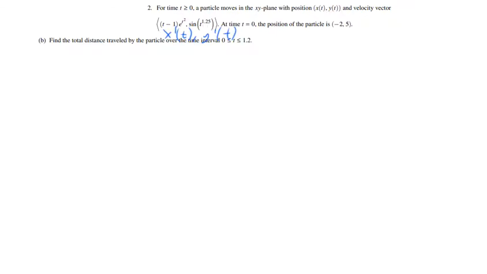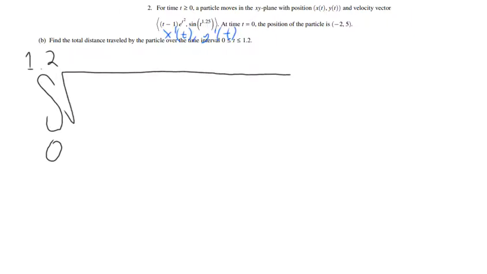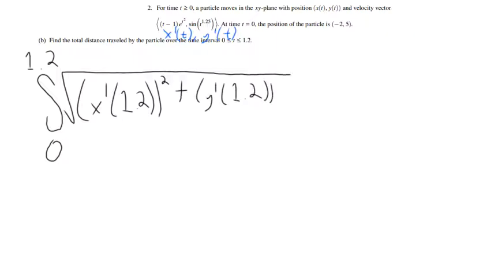Okay, so for part B, we have to find the total distance traveled by the particle over the time interval from 0 to 1.2. Well, we know to do that, we have to integrate, and we're going to be doing this from 0 to 1.2, and we have to do the square root of x prime squared plus y prime squared. This is basically the parametric arc length, which will give us the distance traveled by the particle.